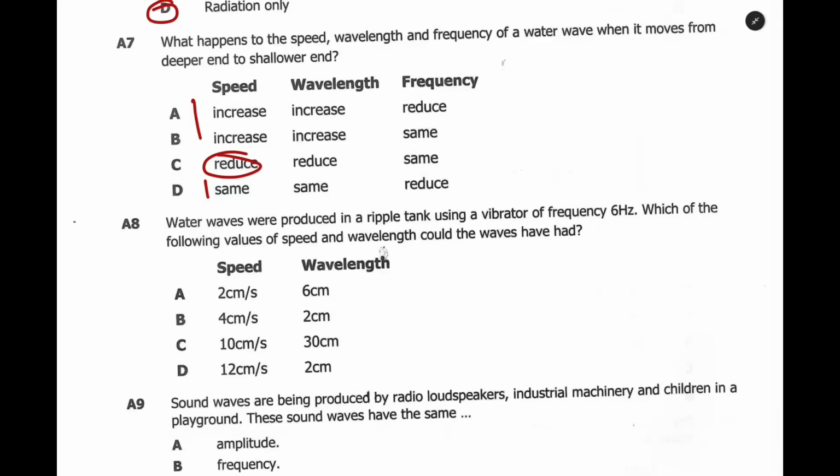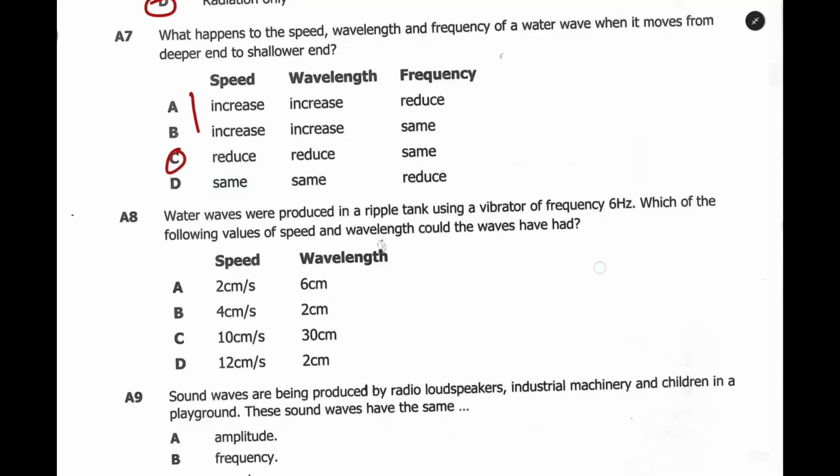Then frequency is not influenced by the depth of water, but instead what influences the frequency is the source. I guess you've got it. So here the speed reduces, wavelength reduces, and frequency remains the same. So the answer is C.